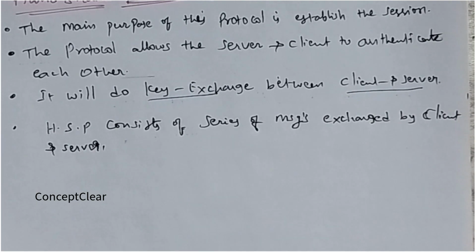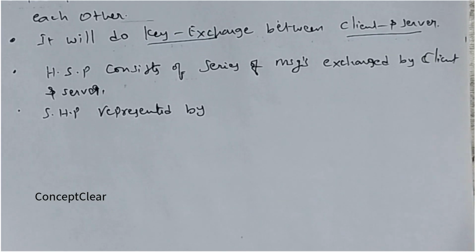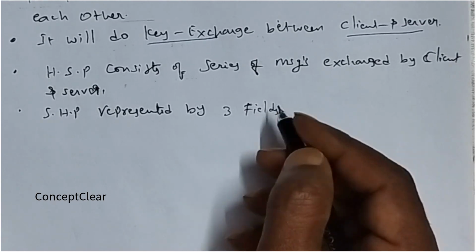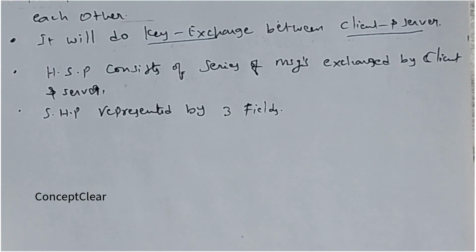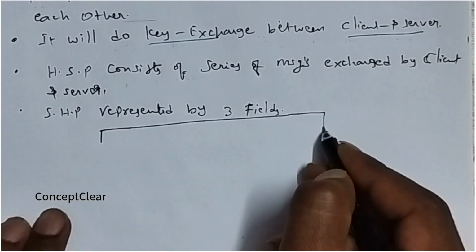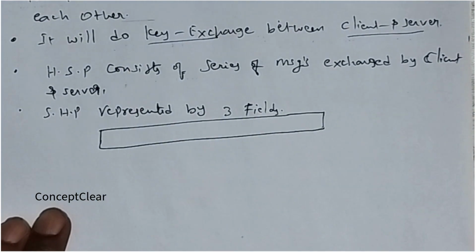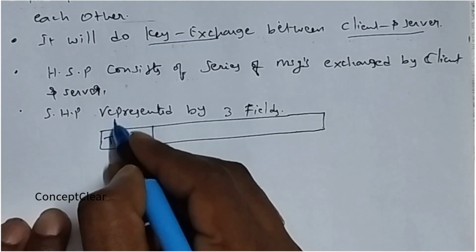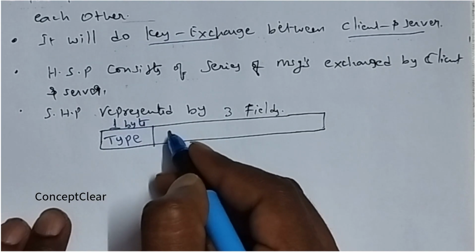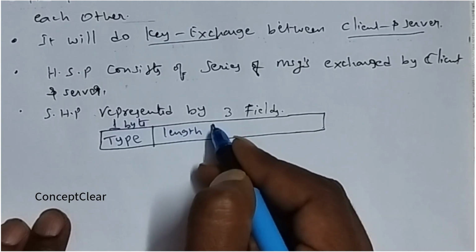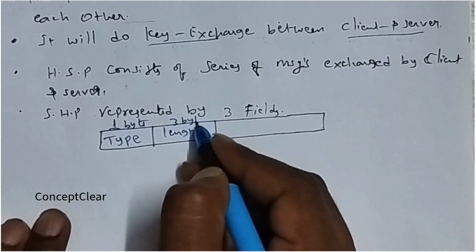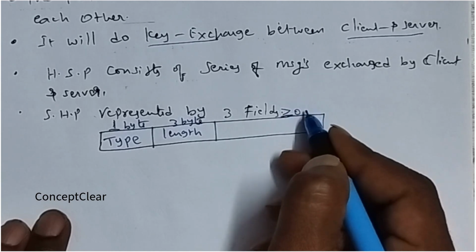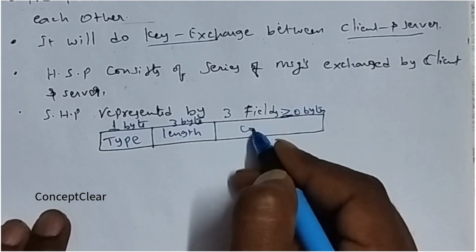It is represented by three fields. The first one is type, which is 1 byte. The second one is length, which is 3 bytes, and greater than or equal to 0 bytes. And this is the content.